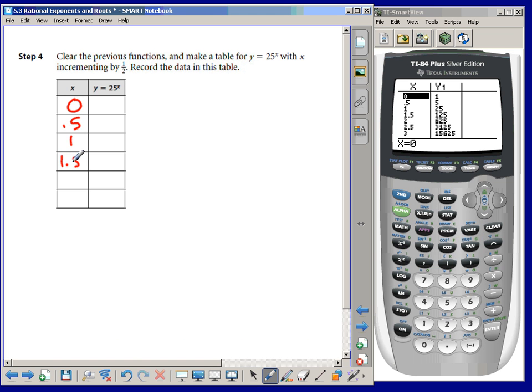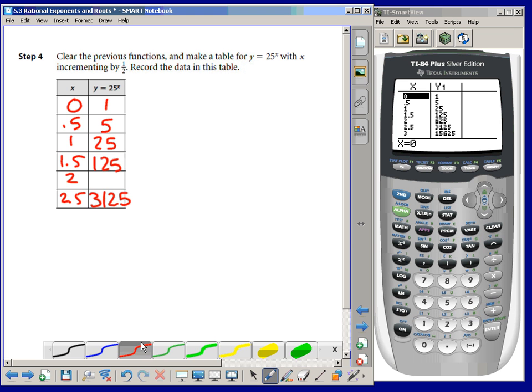0.5, 1, 1.5, 2, and 2.5, and it looks like I'm getting 1, 5, 25, 125, 625, and 3125. Okay, record the data in this table, so that concludes step 4.